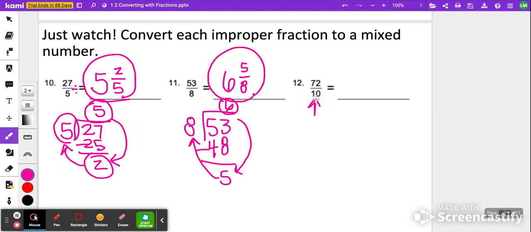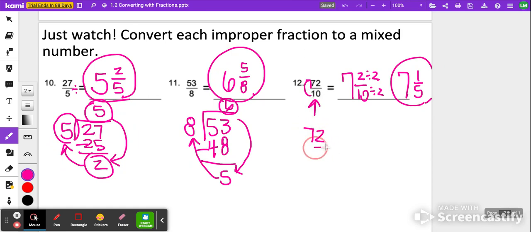Sometimes you can do these in your brain. 10 will go into 72 7 times with 2 left over, because 10 times 7 is 70. So I get 7 2/10, but again, these 2/10 can be reduced. So that is going to make it 7 1/5. Could have done a little shortcut here. If you just would have taken 72 over 10 first, maybe reduced it, then you get 36 over 5, which still equals 7 1/5.